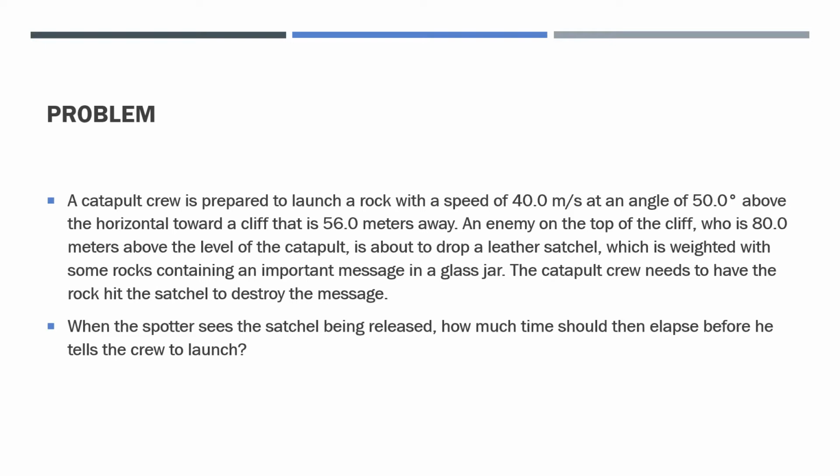So the problem that I chose is: a catapult crew is prepared to launch a rock with a speed of 40 meters per second at an angle of 50 degrees above the horizontal toward a cliff that is 56 meters away. An enemy on the top of the cliff, who is 80 meters above the level of the catapult, is about to drop a leather satchel, which is weighted with some rocks, containing an important message in a glass jar. The catapult crew needs to have the rock hit the satchel to destroy the message. When the spotter sees the satchel being released, how much time should then elapse before he tells the crew to launch?